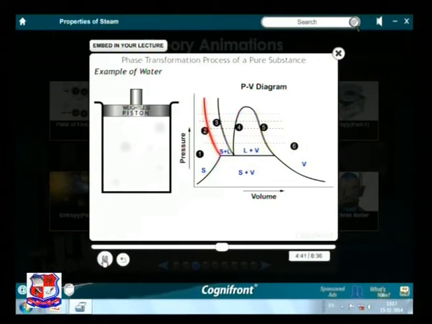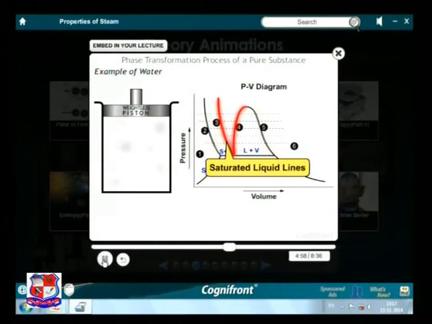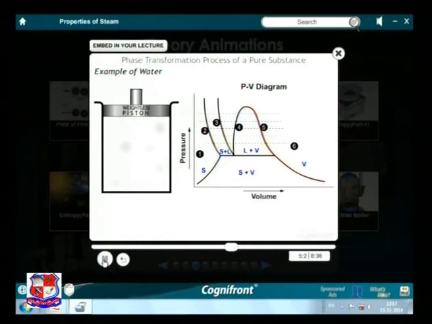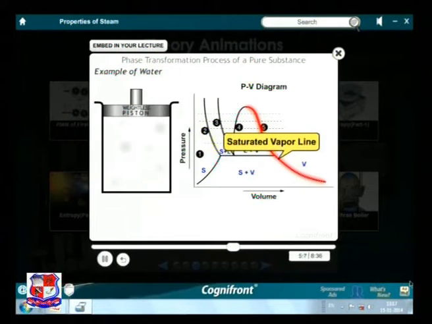Observe the line passing through the saturated solid state 2. This line is known as the saturated solid line. The line passing through states 3 and 4 is known as the saturated liquid line. The line passing through the vapor state 5 is known as the saturated vapor line.